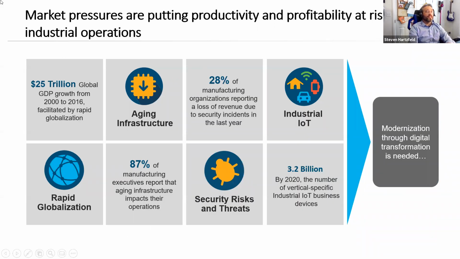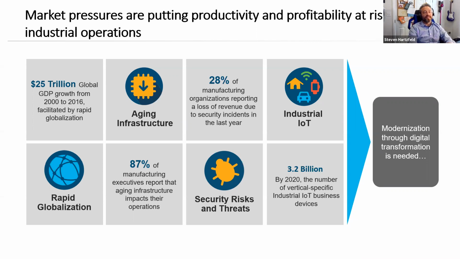So without even beginning to consider the strain that the coronavirus pandemic has placed on global supply chains, including manufacturing, there are a number of market pressures putting profitability and productivity at risk for manufacturing companies. First, there's been rapid globalization, which has opened up new opportunities. In fact, $25 trillion in GDP growth had been attributed to globalization from 2000 to 2016. And this in turn has led to a highly competitive marketplace. Industrial operations are always struggling to increase product output, work productivity, and cost efficiencies to keep up with global demand, but are hindered by aging infrastructure.